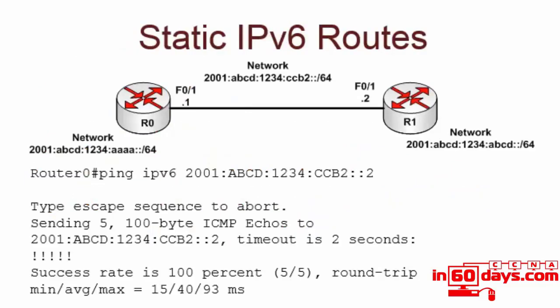So, static IP version 6 routes. We've got our network topology here, and you can see I'm pinging the 2 address on the ABCD:1234:CCB2 network.